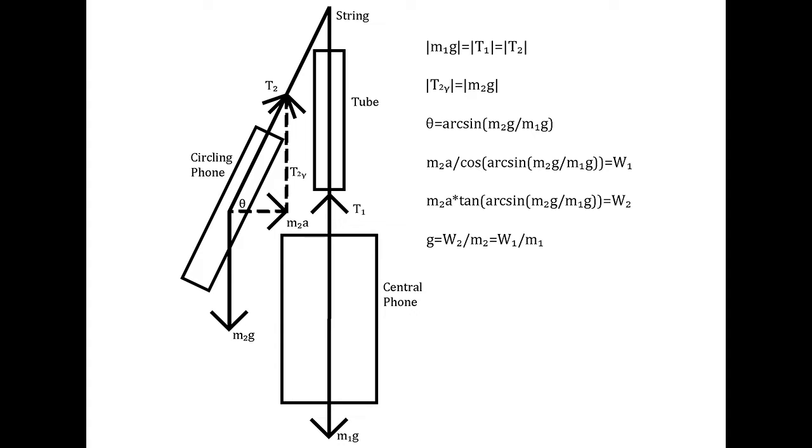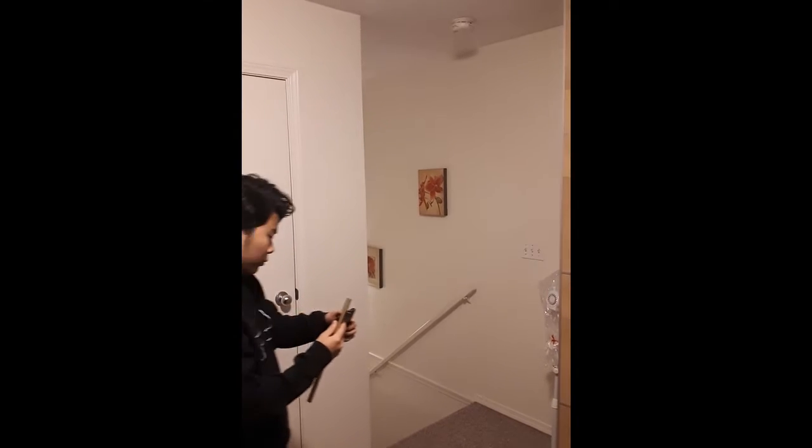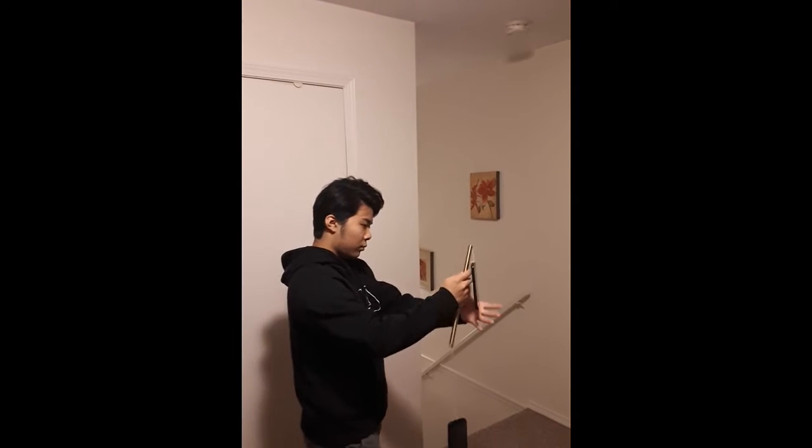The phone on the left of this diagram should be using the centripetal acceleration sensor in Phyphox, and the phone on the right of this diagram should be using the acceleration without g sensor. This video should demonstrate how to perform the experiment.